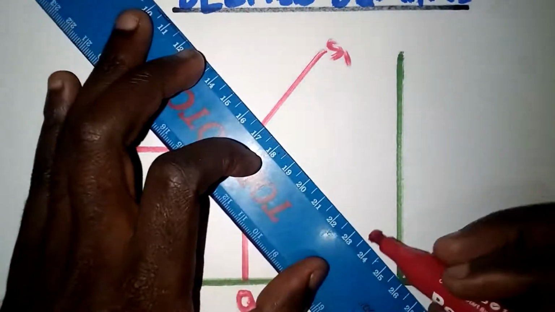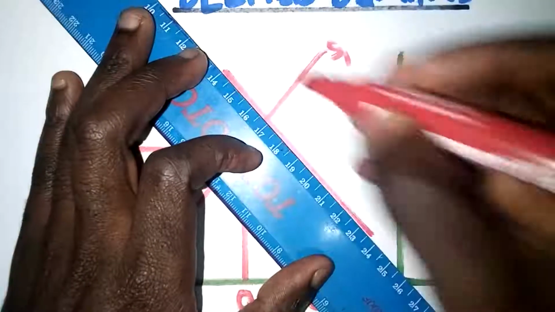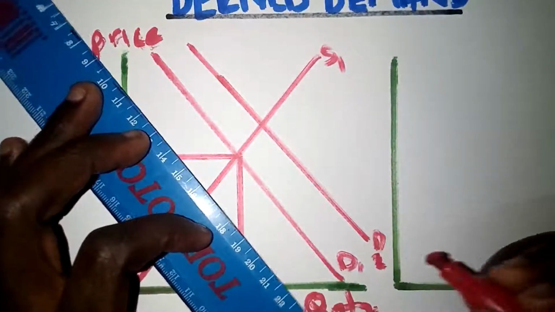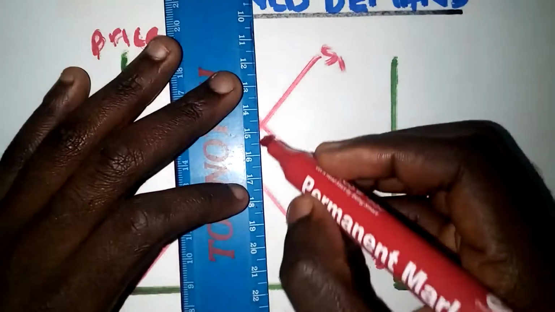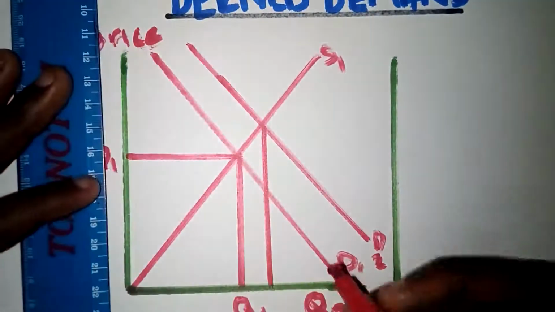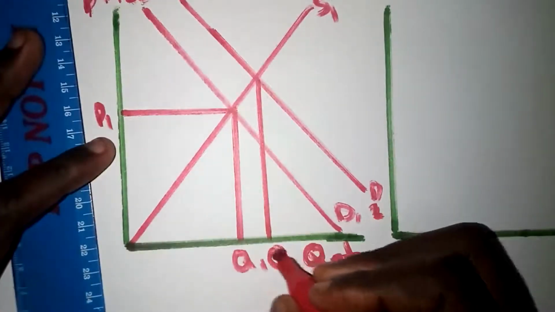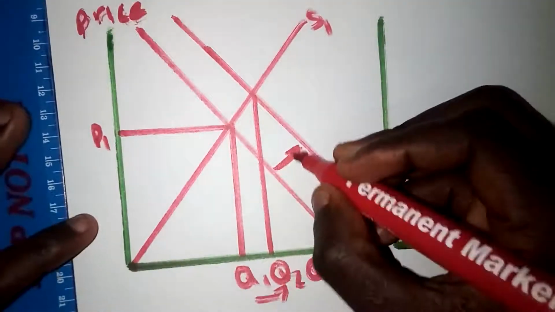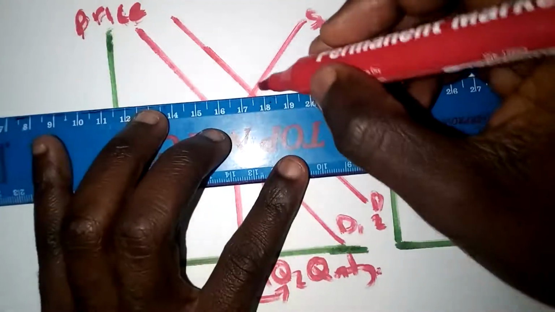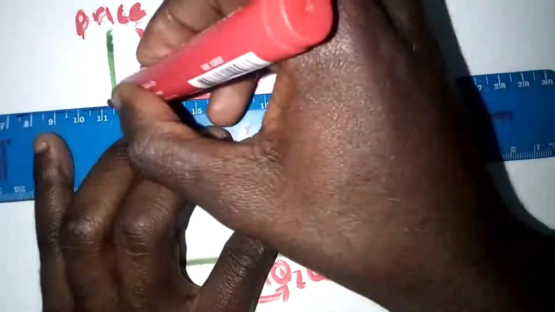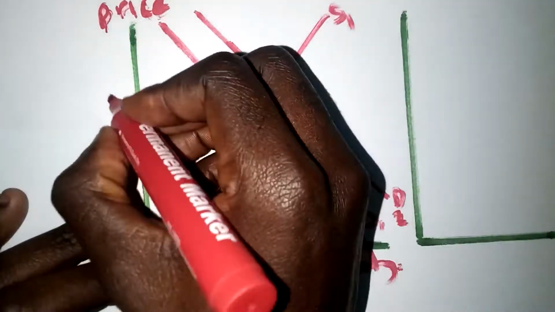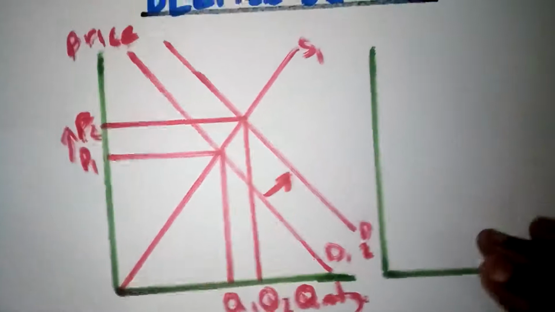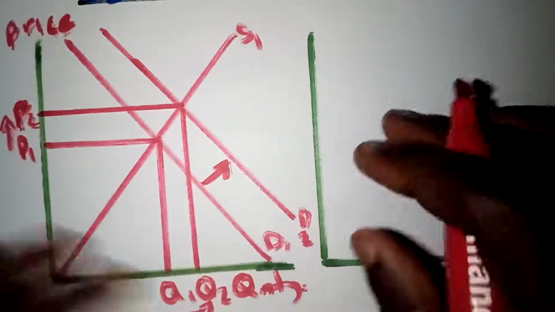When you shift the demand curve to the right, like this, what's going to happen to quantity? Quantity is going to increase from Q1 to Q2 when the demand curve shifts to the right. Also prices are going to rise from P1 to P2.